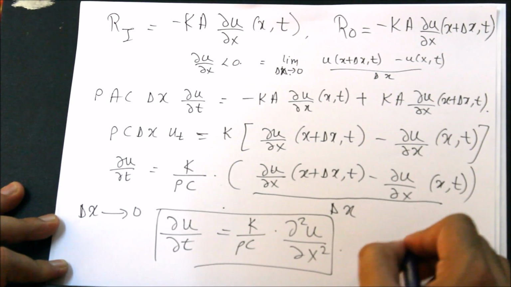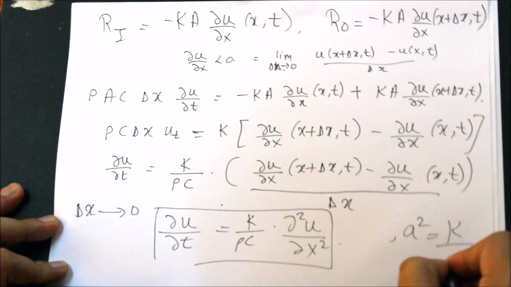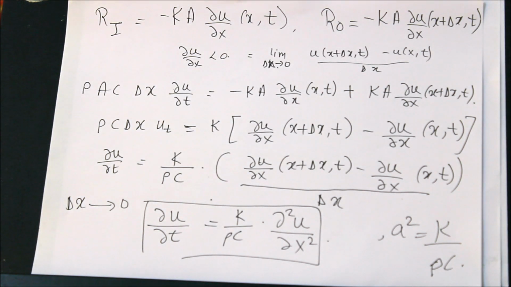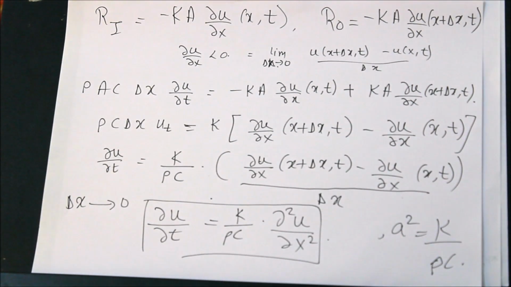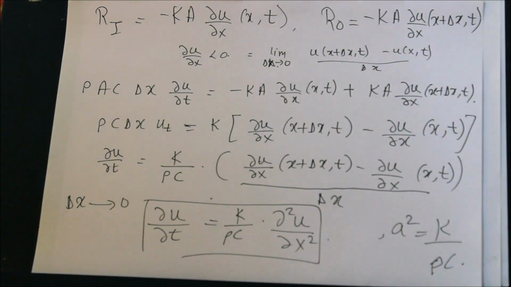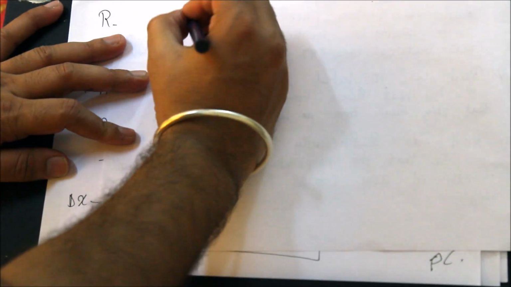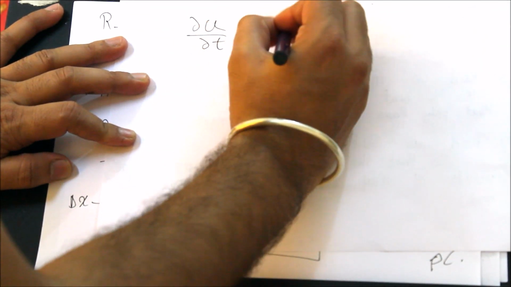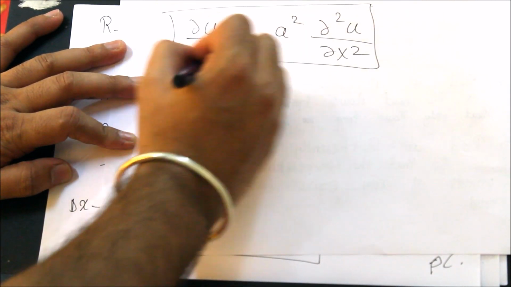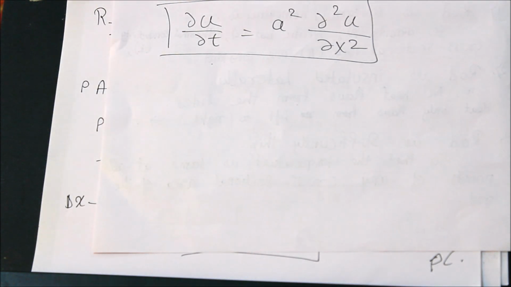And usually we call our a square as K upon rho C. So that's why I told you initially your a square is nothing but a diffusivity constant and it depends upon the material. Once you have a material, you know the specific heat of the material, you know the density, you know the thermal conductivity, and through that ratio we call it a square. Therefore your heat equation becomes del u by del t is equal to a square into del square u upon del x square. And this is how we model a one-dimensional heat equation. So that's what the proof is.